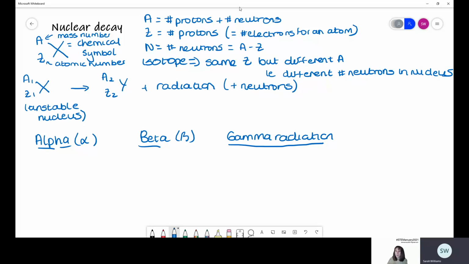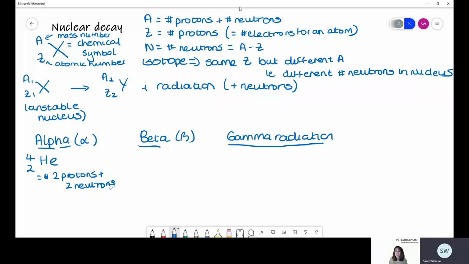So alpha particles are actually helium nuclei. So the nucleus of helium-4. So that means that they're made of 2 protons plus 2 neutrons. That means they have a plus 2 in units of the elementary electric charge.